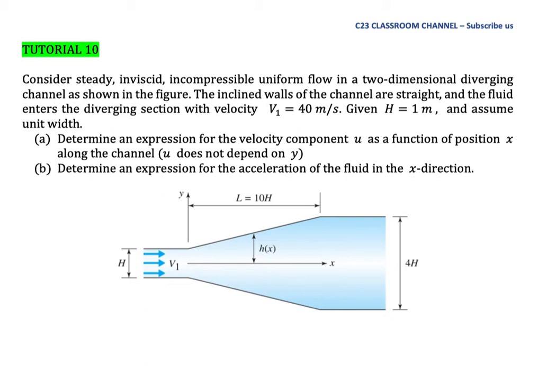The differential form of the fundamental laws, tutorial number 10. Consider steady, inviscid, incompressible uniform flow in a two-dimensional diverging channel as shown in the figure. The inclined walls of the channel are straight and the fluid enters the diverging section with velocity v1 equal to 40 meters per second. Given h equals 1 meter and assume unit width. Determine an expression for the velocity component u as a function of position x along the channel.